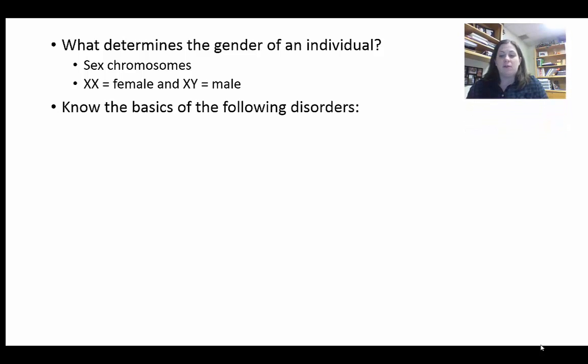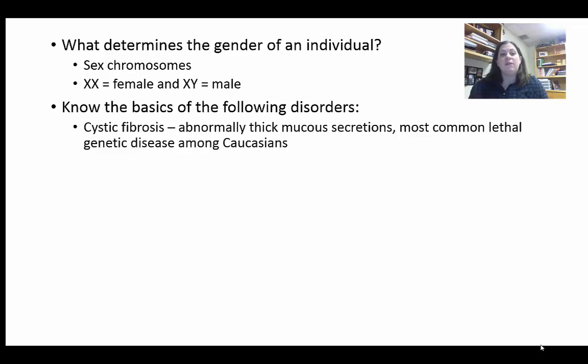Know the basics of the following disorders. These are given in the disorders presentation. We didn't necessarily go over each and every one of these, but you do need to review them and know them. Cystic fibrosis is an abnormally thick mucus secretion. It's the most common lethal genetic disease among Caucasians. This is a recessive disorder. If you get the 2 little letters, little c, you can have cystic fibrosis. It makes your mucus extra thick, causing increased infections like respiratory infections and digestive problems.